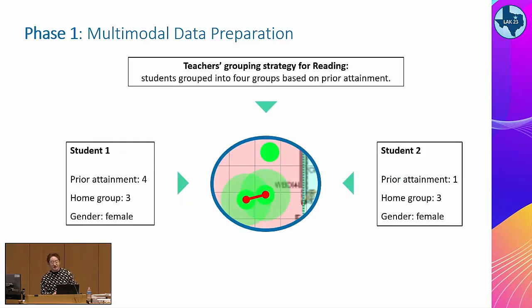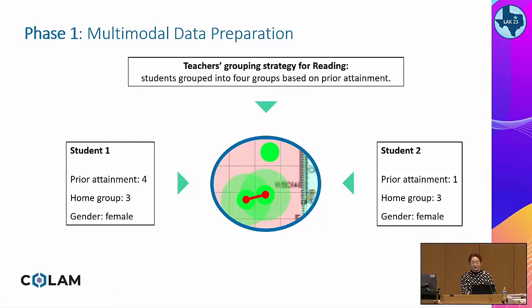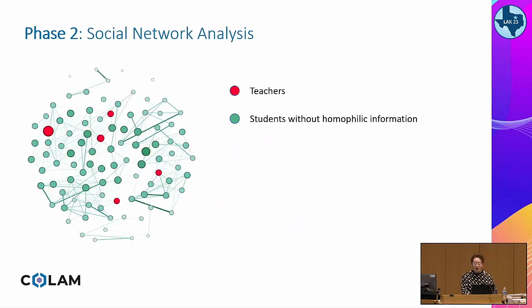After the social interactions were identified, we infused each student with their demographic data, such as their prior attainment in math and reading, the home group they were assigned to at the start of the semester, and their self-identified gender. Using these social interactions, we constructed an undirected social network where a node is a student or teacher who can be connected to others through an edge. The weight of this edge is the duration of interaction between two nodes.